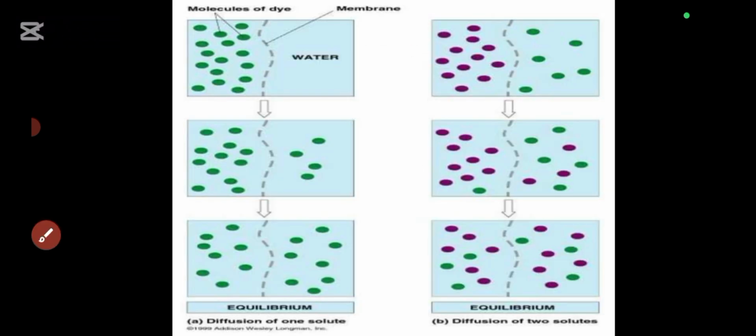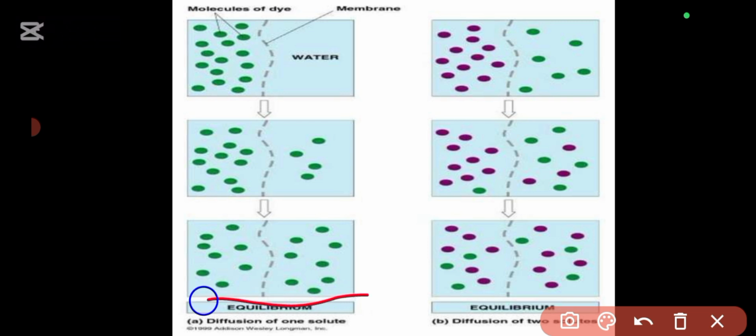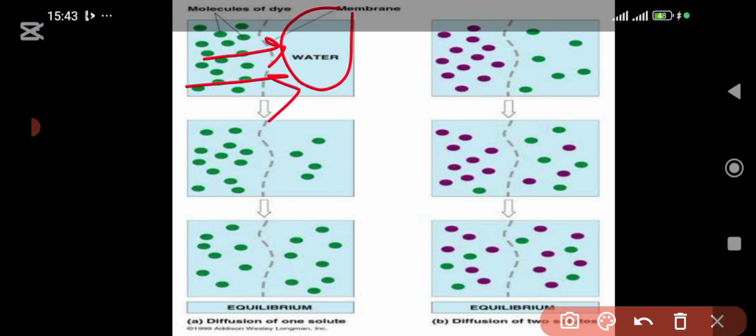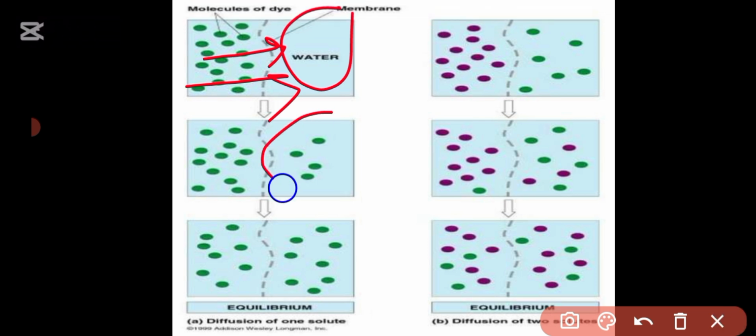So as you can see here, you're going to see molecules of dye. Now this one is diffusion occurring in one solute, so only one solute is diffusing here. And you're going to see that it is percolating through this membrane, going out to where there is water. After a while, you're going to see more of the solutes has now entered here, until when you count, you will see that it is the same amount. The bead-like substances represent solutes.